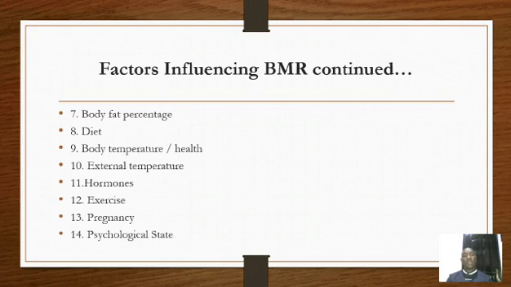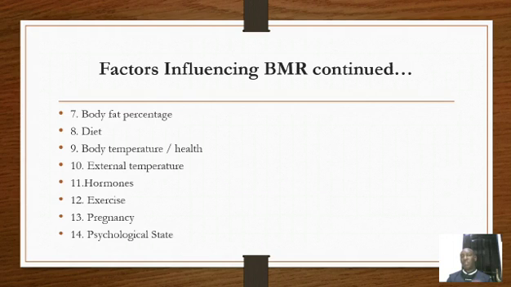Then we have exercise. This generally affects metabolic rate, not necessarily BMR, because for BMR the organism is at rest. But we know that any increase in activity, as the organism does exercise, makes the metabolic rate increase. Pregnancy, pregnant females.